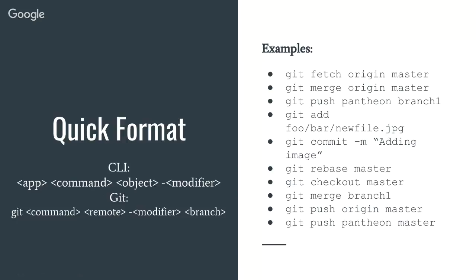So for Git: git, command, remote, modifier, branch. So git push origin, which is my remote, master, which is my branch. So git push origin master. Git fetch master. Or git fetch origin master would be preferable.